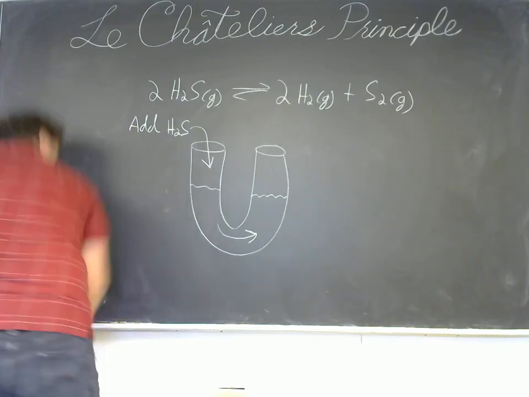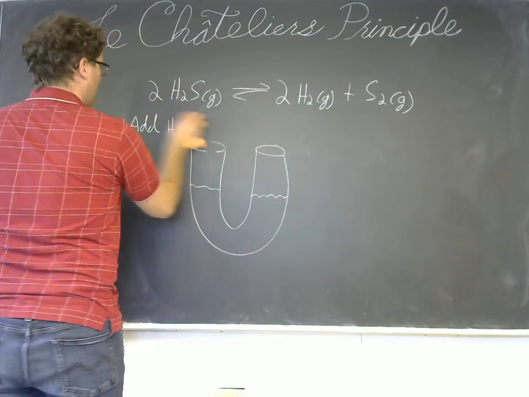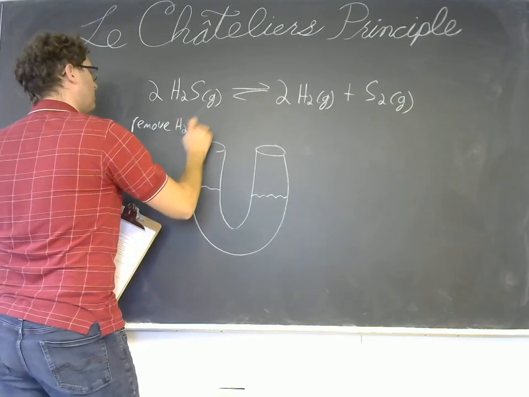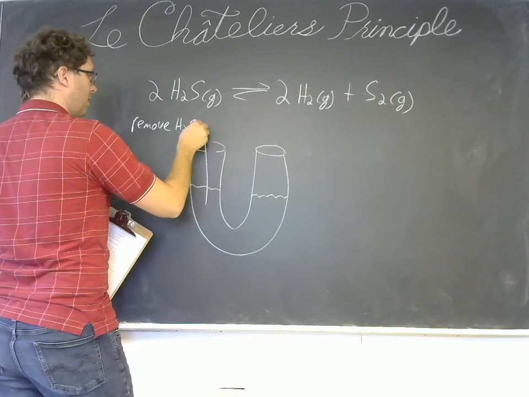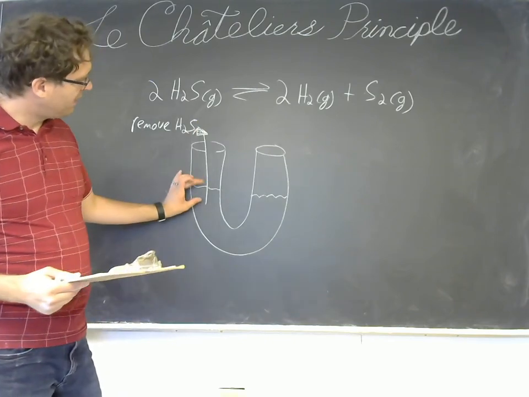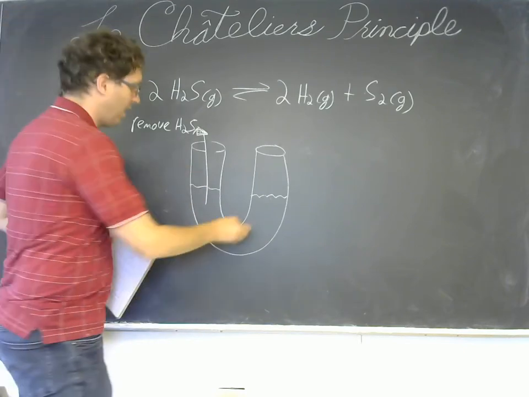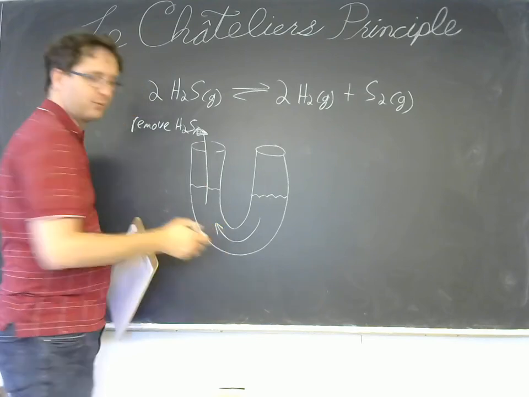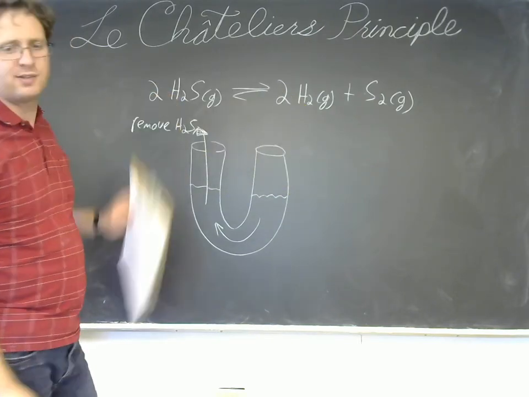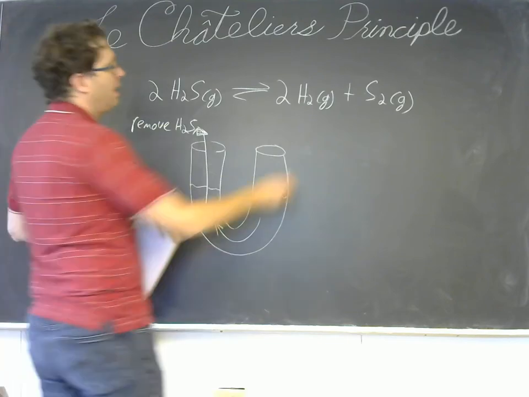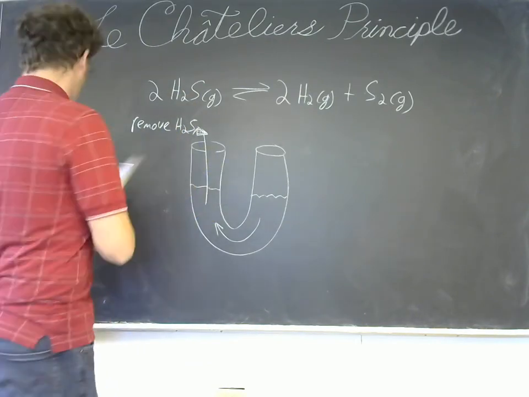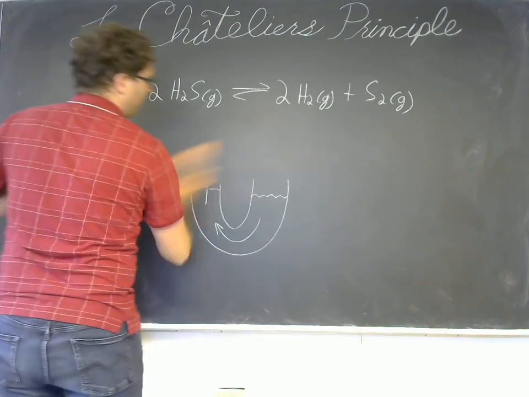Okay, let me erase my arrows here. What if I remove H2S? That's a funny arrow. Okay, what if we remove H2S? That would be like sucking a bunch of water out of this side of the U-pipe, and of course the water is going to respond by flowing back there to replace it. So removing reactant will shift the reaction to the left. If we remove some H2S, then in order to reestablish equilibrium, some hydrogen and sulfur are going to react together to regenerate a portion of what was removed. And we can say the same things about, I'll go ahead and erase my U-pipe analogy.